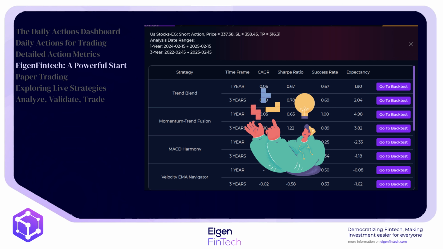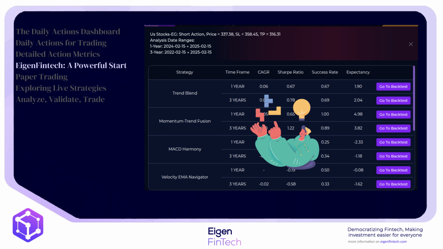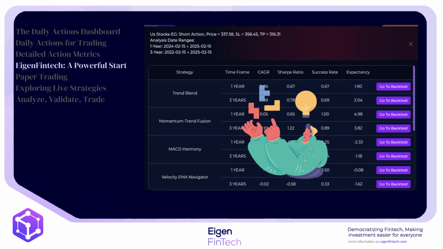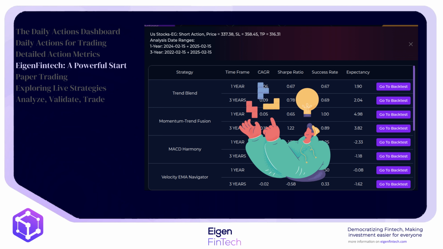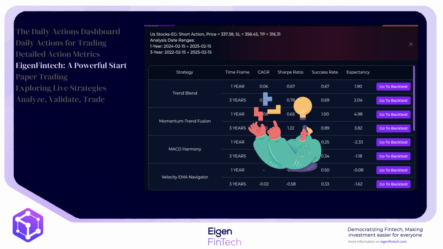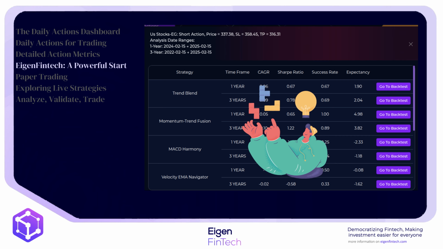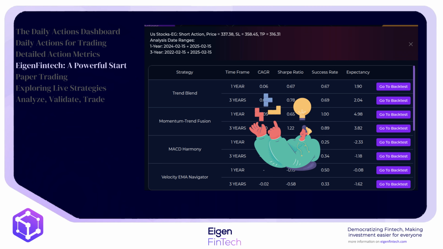It is crucial to understand that Eigenfintech provides sophisticated market analysis, not explicit trading signals or financial advice. Our engine generates these insights based on historical data and proven strategies. Your role as a trader is to use this powerful information as a starting point. Combine our analysis with your own knowledge, research, and risk management.